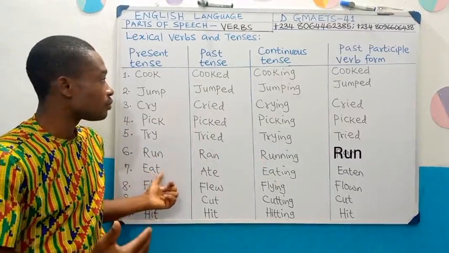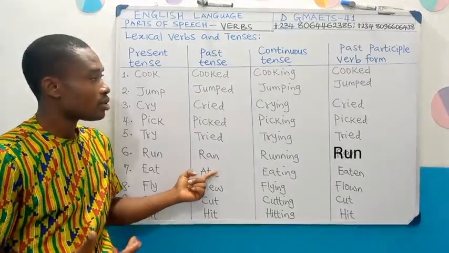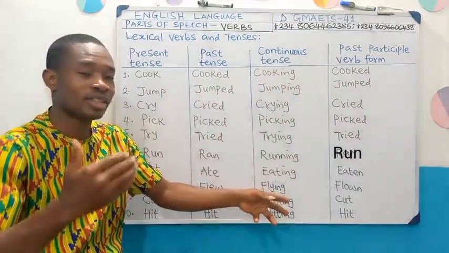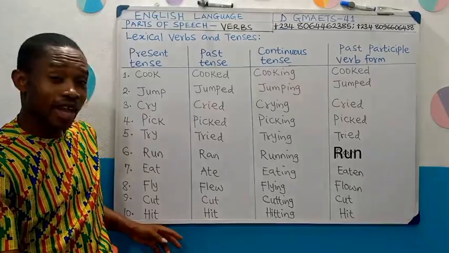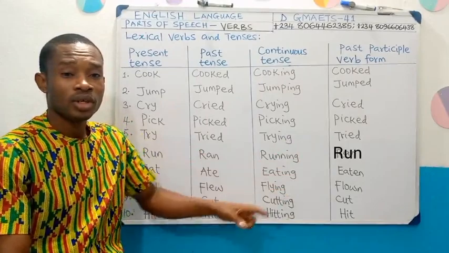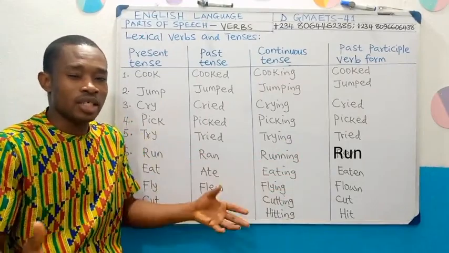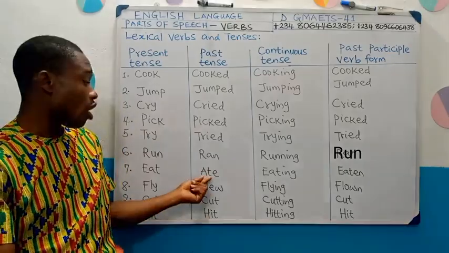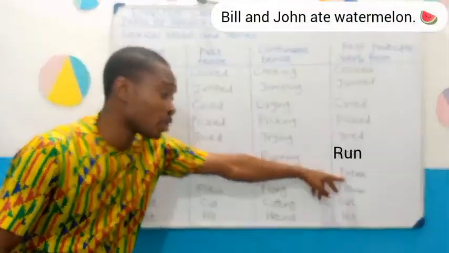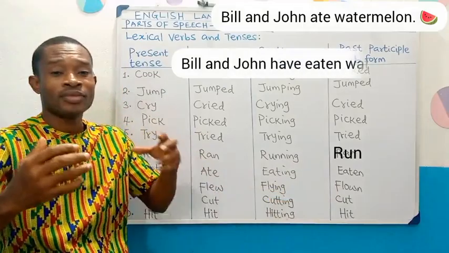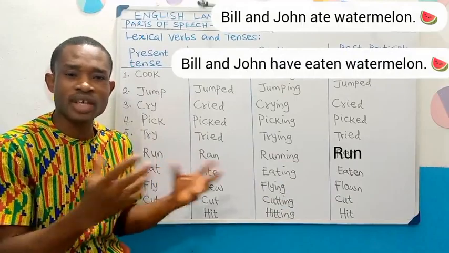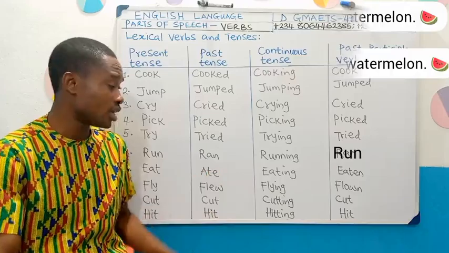Present tense, eat. Past tense is ate. Continuous tense is eating. Past participle verb form is eaten. Again, you notice that the past tense form and past participle verb form, they didn't end with ed. Then the past tense form of eat is ate. It's completely different from that of past participle, eaten. Like I said, we are going to learn how we use these verbs in sentences when we start making sentences using them.